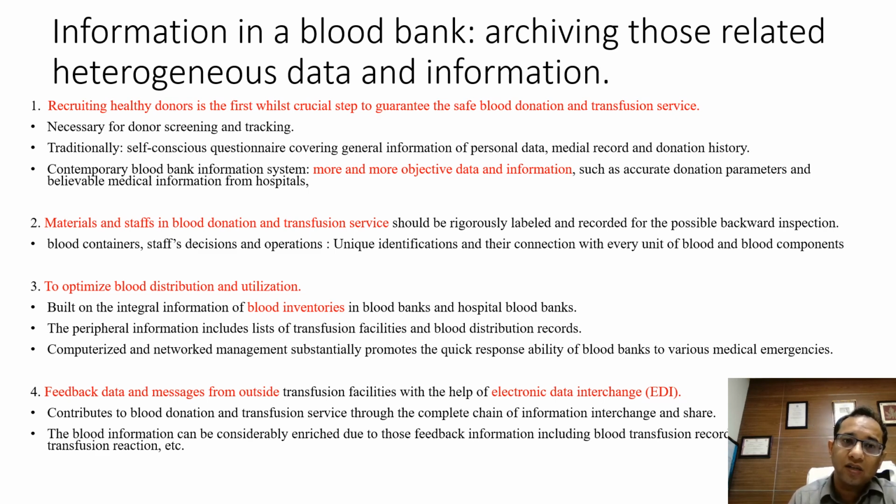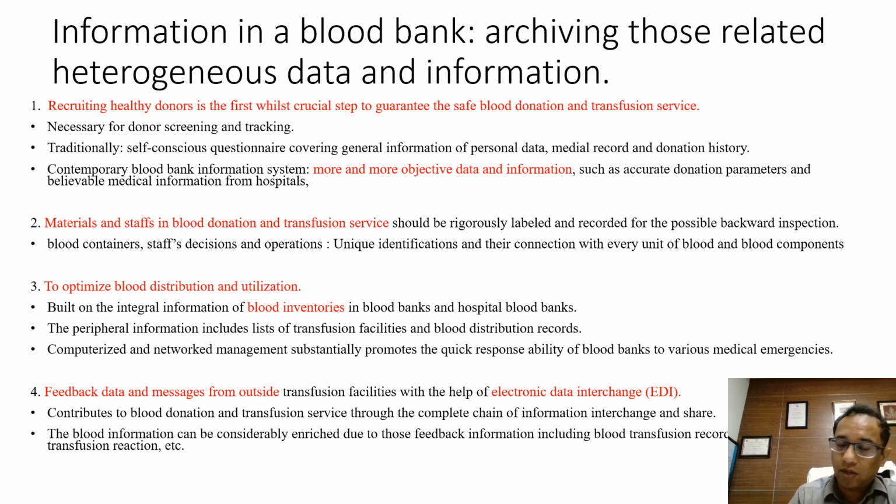Now, second is materials and staff. Very important, because each material should be rigorously labeled and recorded for possible backward inspection in case there is some failure. All the blood containers, the staff decisions and operations, all unique identification and their connection with every unit of blood and blood component should be made.